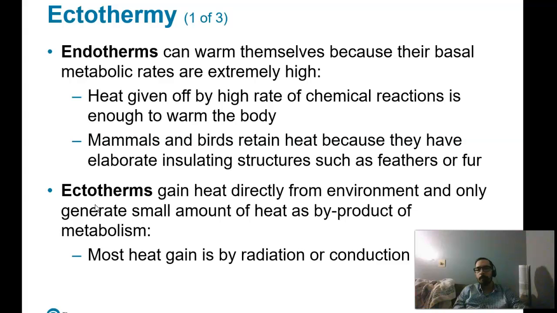And ectotherms, they gain their heat directly from the environment, and only a small amount of heat is a byproduct of the metabolism. So they have a slower metabolism that doesn't generate enough heat. And most heat is gained by radiation or conduction. So either by basking in the sun, right? So taking in the heat from the sun or getting it from a hot rock.